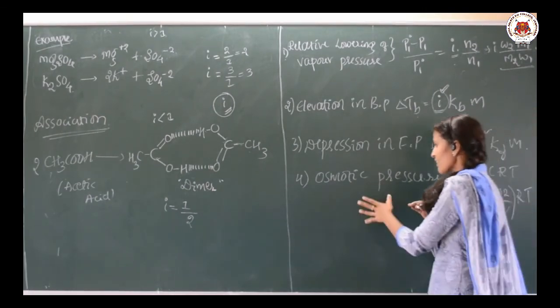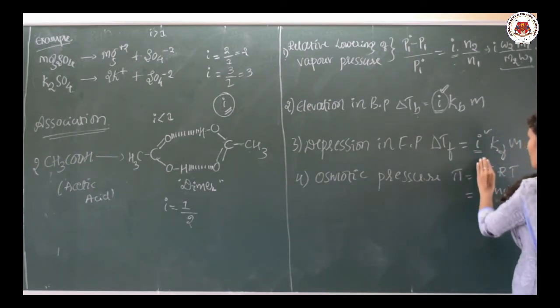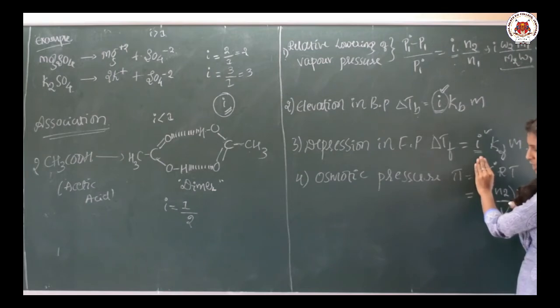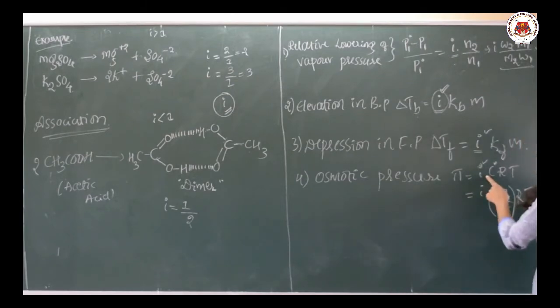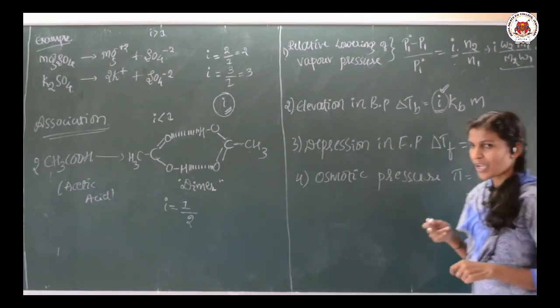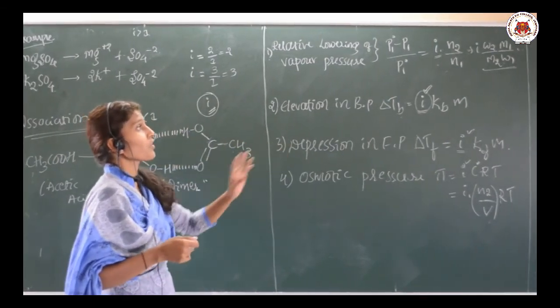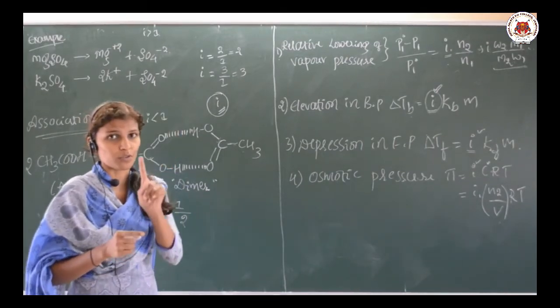And finally, the last colligative property, osmotic pressure, which is indicated by pi. We know that pi is equal to CRT. Again, C is nothing but n2 divided by V, that is molarity. That is also multiplied by the Van't Hoff factor i. So, i into CRT, and C can be replaced by n2 by V. So, pi is equal to i into n2 into RT divided by V. This is how we can explain the Van't Hoff factor and how it is introduced in the colligative properties. Repeatedly I am telling you, the last bit is very important for the 1 mark questions.